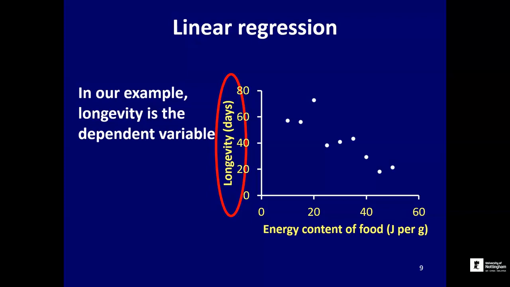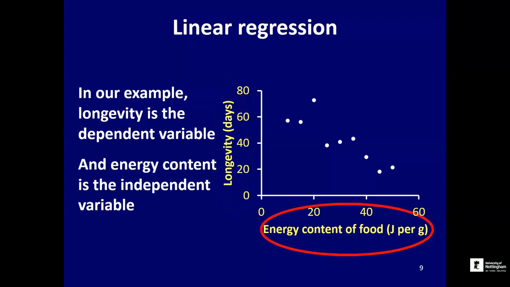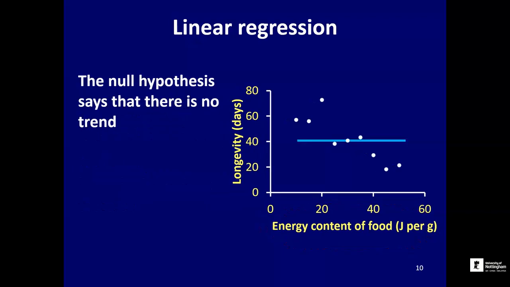So in our case, longevity is the dependent variable, and it depends, we think, on how much energy is available in the food. So that's the independent variable. And linear regression, first of all, starts, like with all stats tests, with a null hypothesis that says there's no trend between the variables. And it's helpful, and indeed this is what happens mathematically in the test, it's helpful to imagine that null hypothesis as a function on the graph. So I've drawn a line on the graph to represent the null hypothesis, which is that there is no relationship between the energy content of the food and how long the flies live.